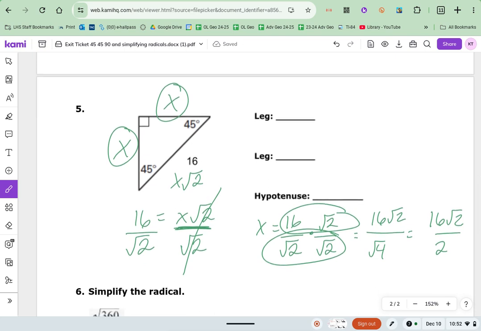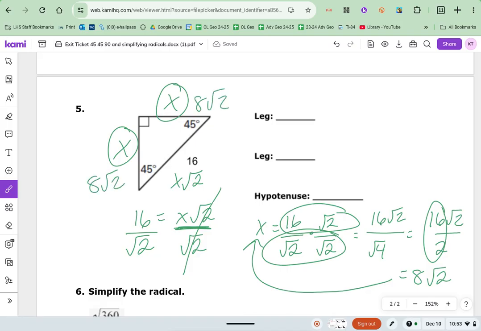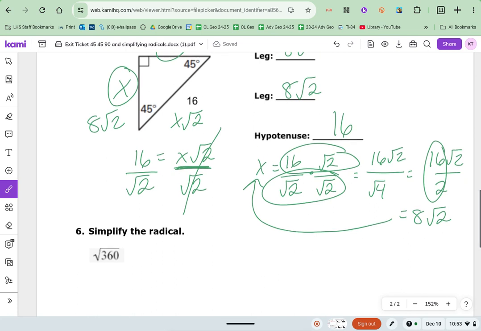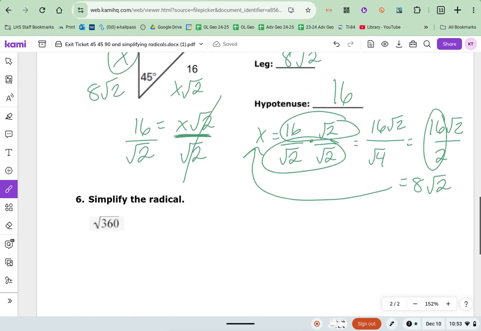And then we say, can we simplify any more? And yes, we can, because 16 divided by 2 is just 8. So this simplifies to 8 root 2. And so all of that is still equal to x, what we were solving for. So 8 root 2. Do you guys want another example like that one to try? No? You're good? Okay, let's try number 6 though, because you didn't see these last class.